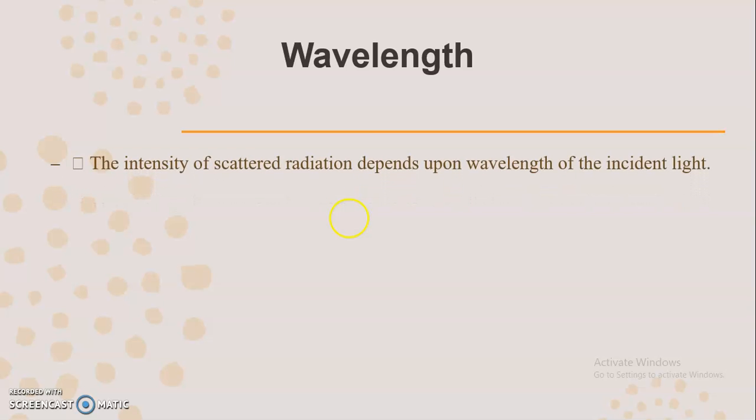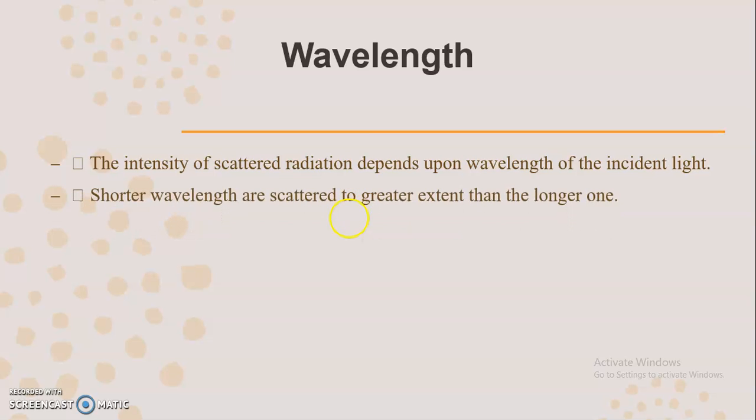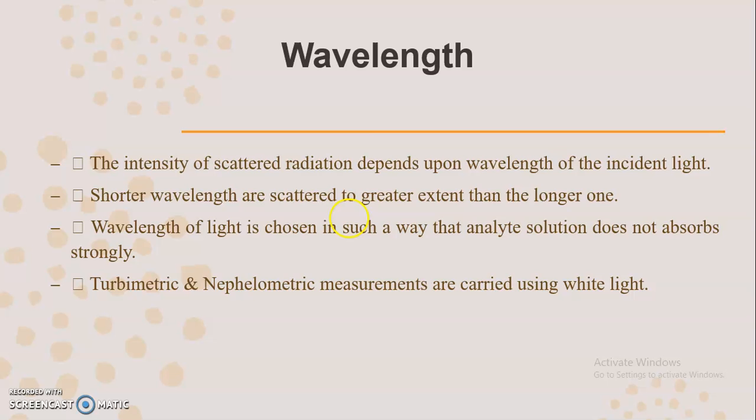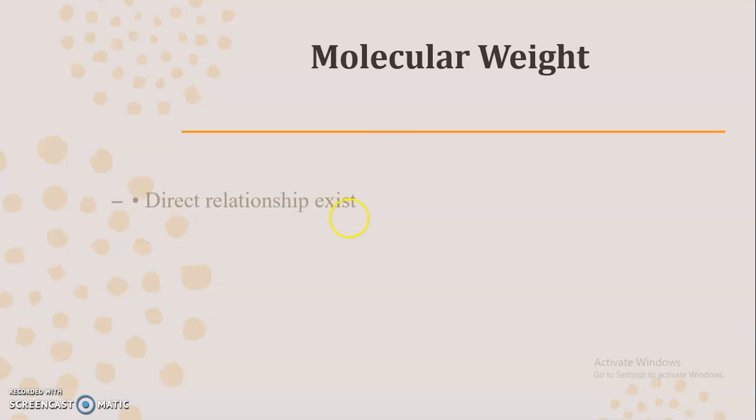Then wavelength. The intensity of scattered radiation is dependent upon the wavelength of the incident light. Shorter wavelengths are scattered to a greater extent as compared to the longer ones. The wavelength of light is chosen in such a way that the analyte solution does not absorb strongly. Turbidimetric as well as nephelometric measurements are carried out using white light. Then molecular weight. There exists a direct relationship between the molecular weight and the scattering. If the molecular weight is high, then scattering is low.